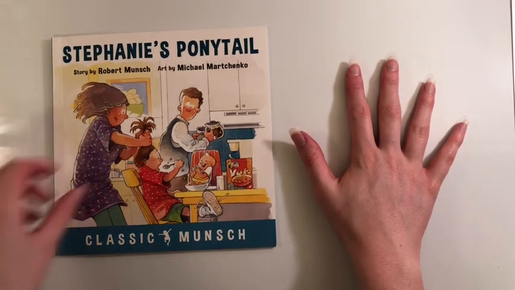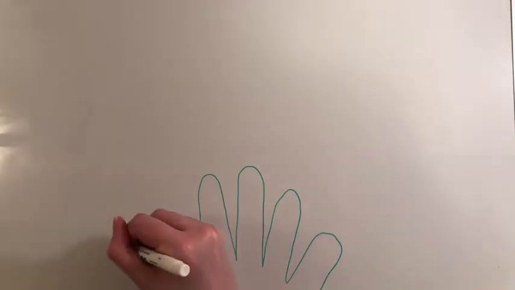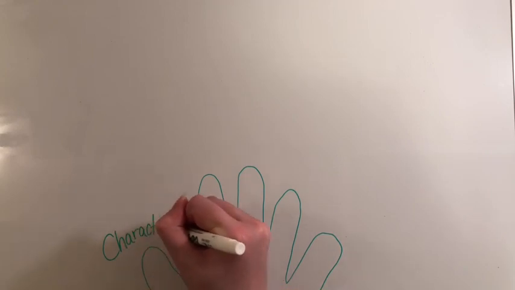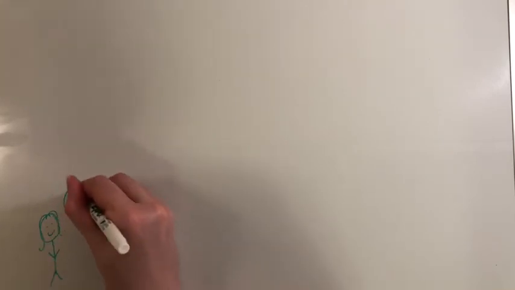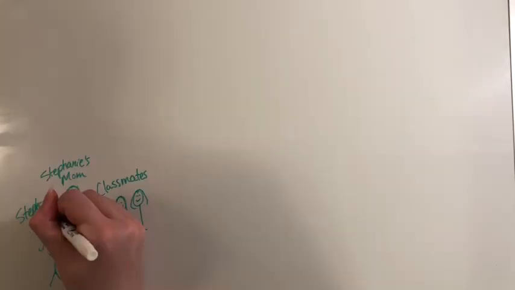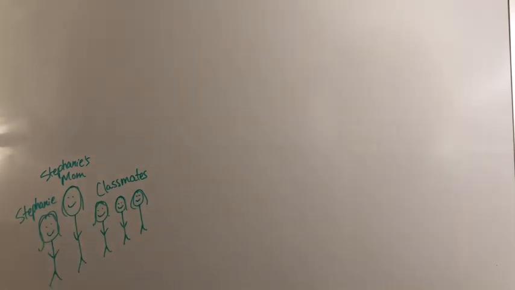What was the first finger? Do you remember? The first finger is characters. Who are the characters in the story? Well, this book had a few characters, but the main ones were Stephanie, her mom, and her classmates. These characters are on our first finger on the 5-finger retell.